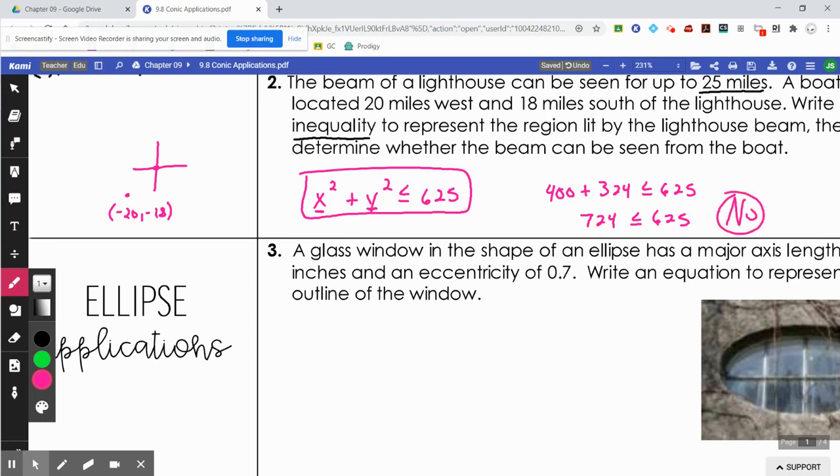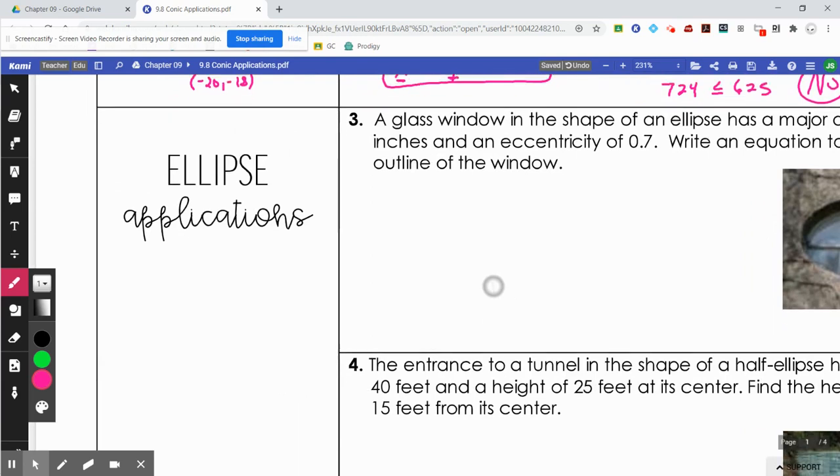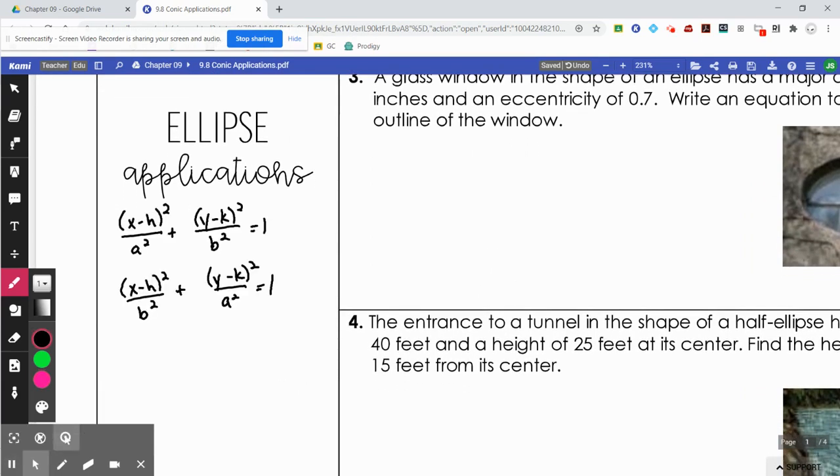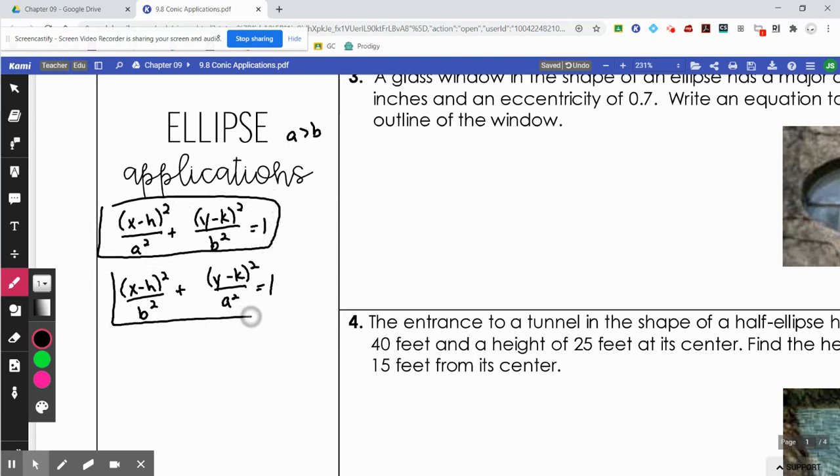No, it cannot. Next up, number 3, let's talk about an ellipse, and here are the equations for an ellipse. And just a reminder, with an ellipse, your a value is always bigger than your b value. The first one represents a horizontal ellipse where the bigger number is under x. The second one is a vertical ellipse where the bigger number is under your y stuff.